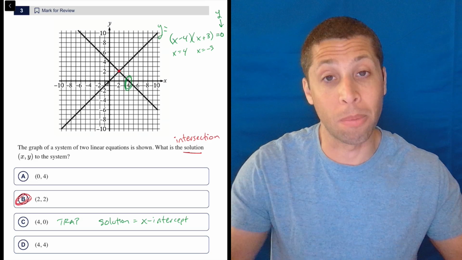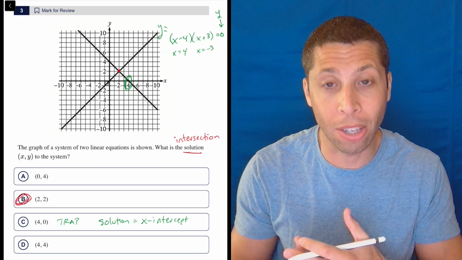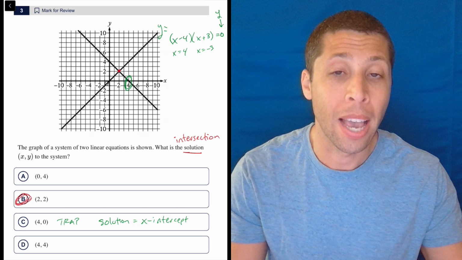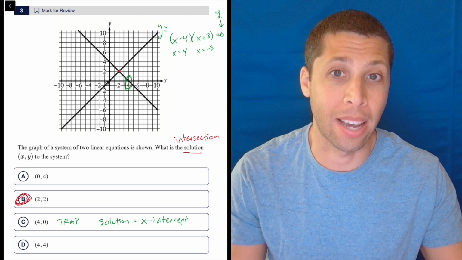Generally, if it's like multiple equations, think of it as a point of intersection. If you have a quadratic and it's equal to 0, then solution can just be an x-intercept. But hopefully the context will always make it clear.